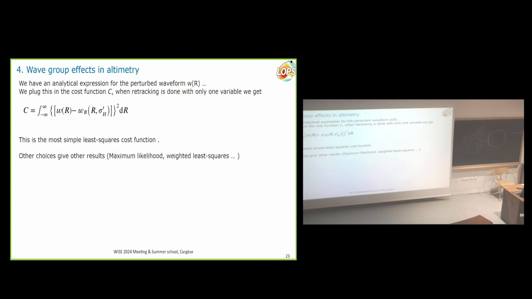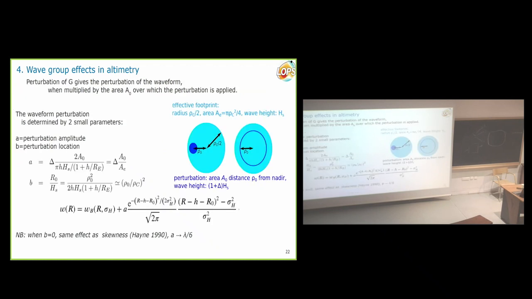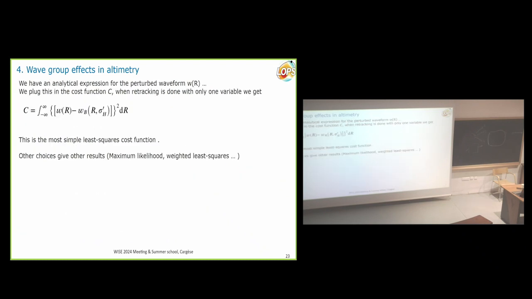All right. And just a minor remark. If you look at the skewness effect in Haynes, it has this lambda, and our A thing is just lambda divided by 6, which means that if our A is 0.3, the skewness is an impossibly large something like 1.8, a skewness that you never see. Right? So just to say that the effect of the wave group is actually much stronger than the effect of the skewness.